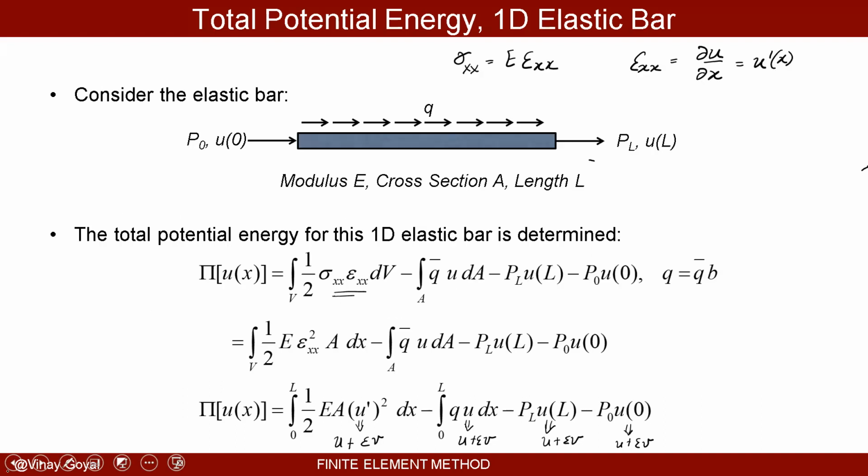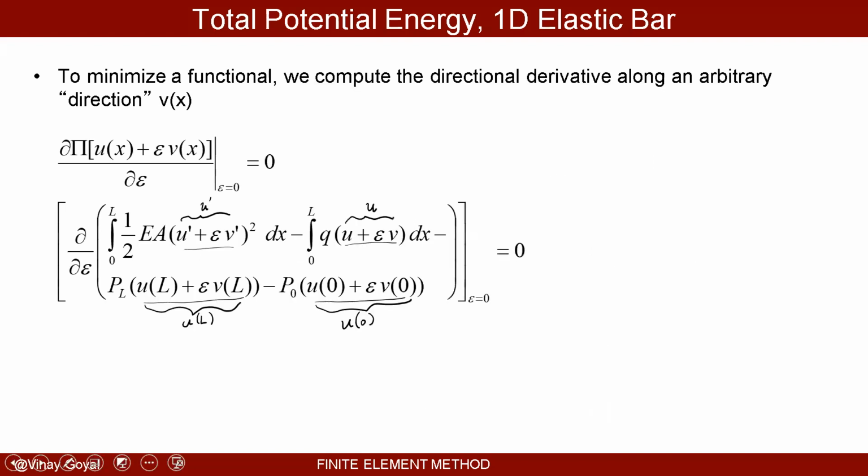Not different. I just swapped u for u plus epsilon v. That's all I did, to evaluate that. And so this looks less messy. What I'm going to do is delete this so it doesn't look as messy, and I'm going to expand.